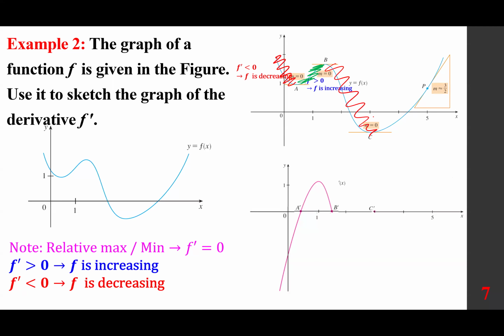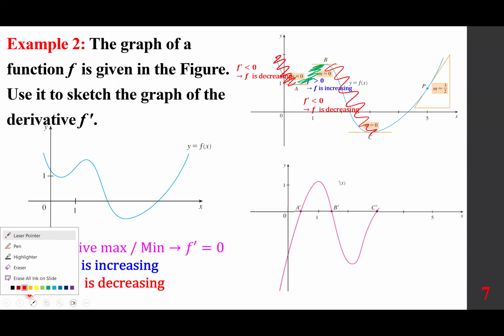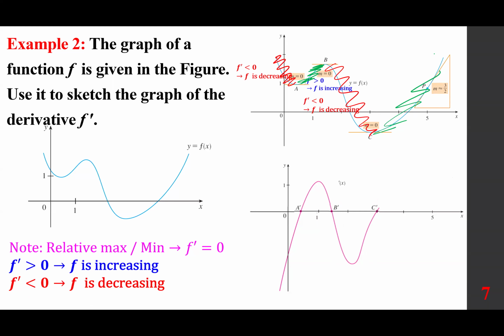What happens here? Again, it's decreasing. F prime is negative, so it has to go below the x-axis. But it has to come back up because, again, at C, or in this case, corresponding to C prime, it must go back to 0. So it looks like this. And the last portion, of course, is increasing. F prime is positive, and it must be above the x-axis, and it is. Now, this is a rough sketch.